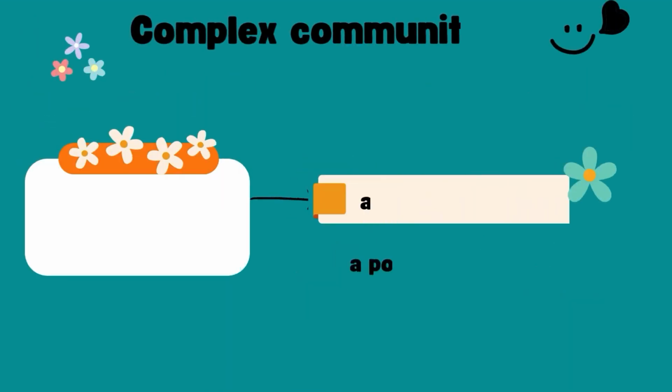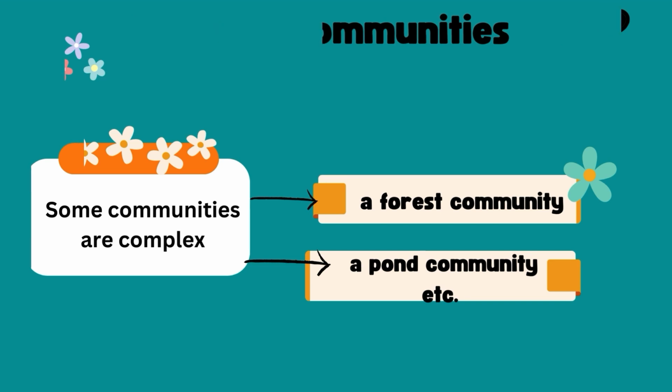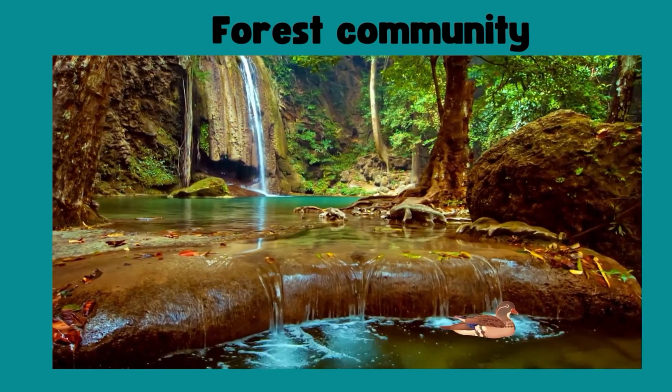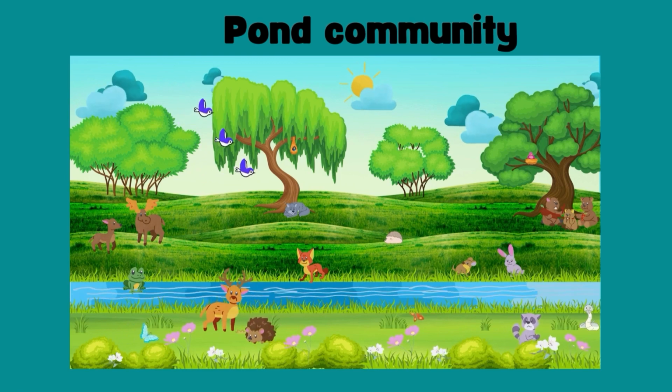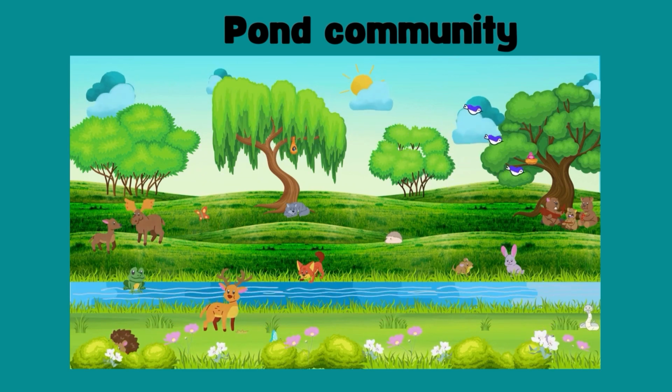So what are the complex communities? Some communities are complex, such as a forest community and a pond community, etc. This video shows the forest community with different and large size of population. And this video shows the pond community. Here different populations are representing the complex community.